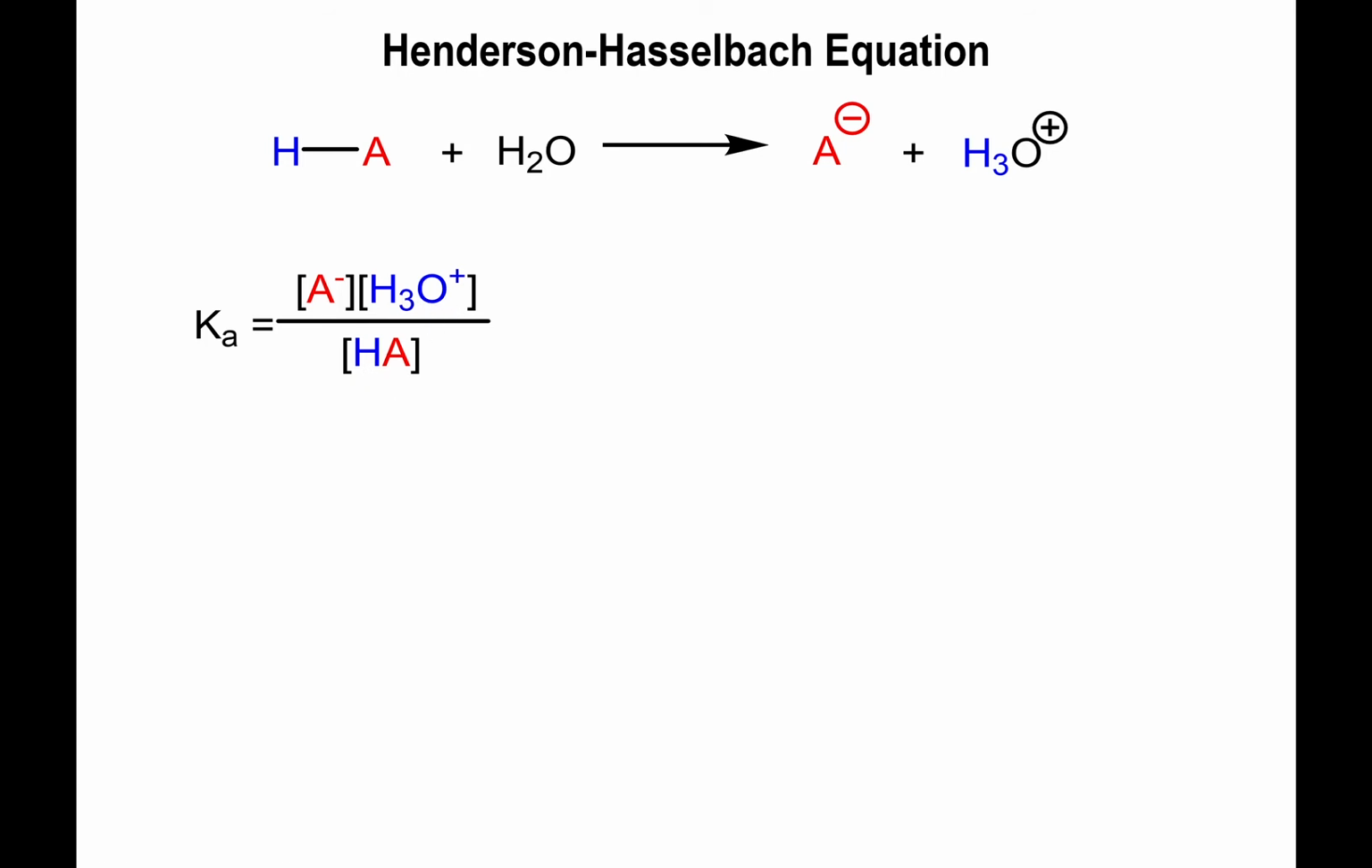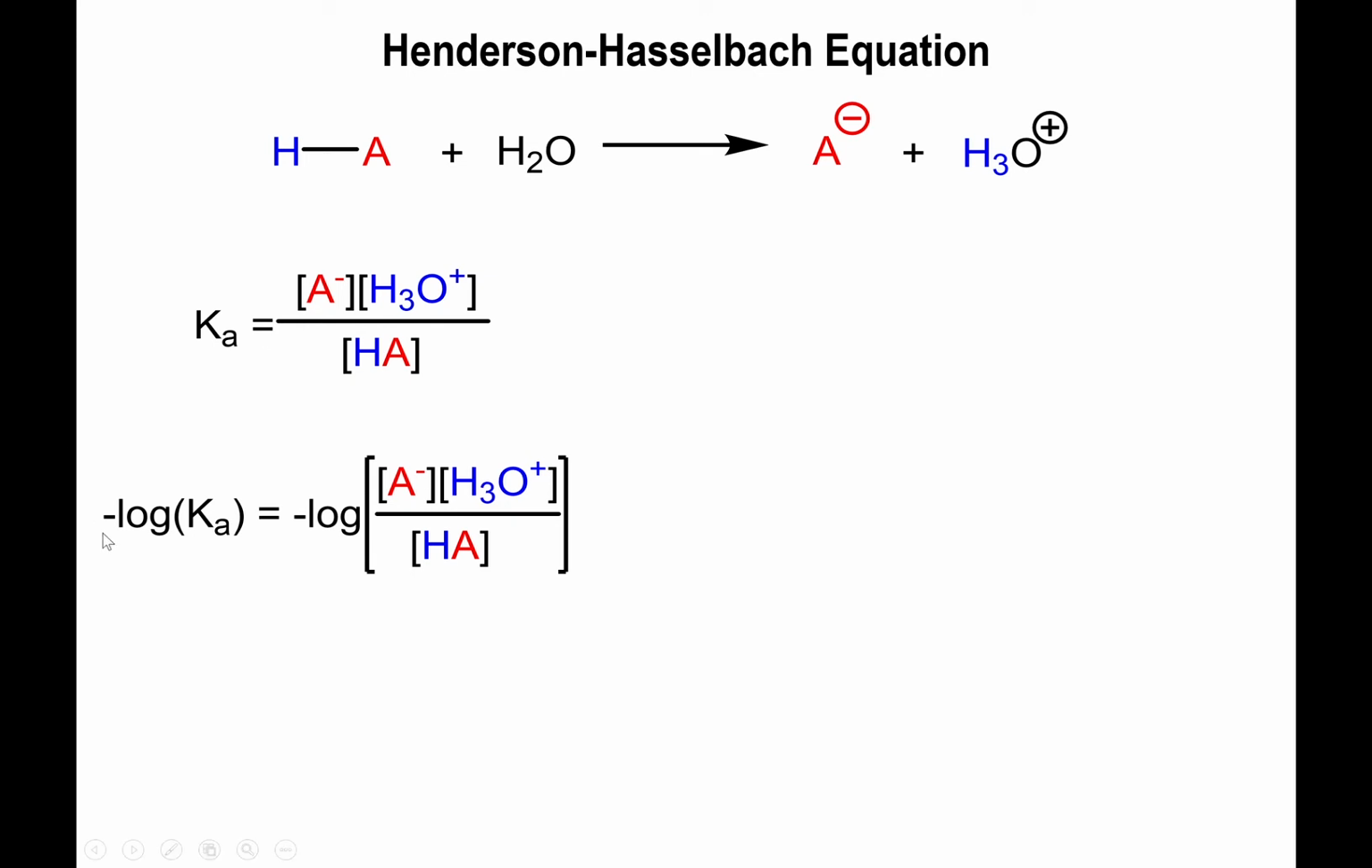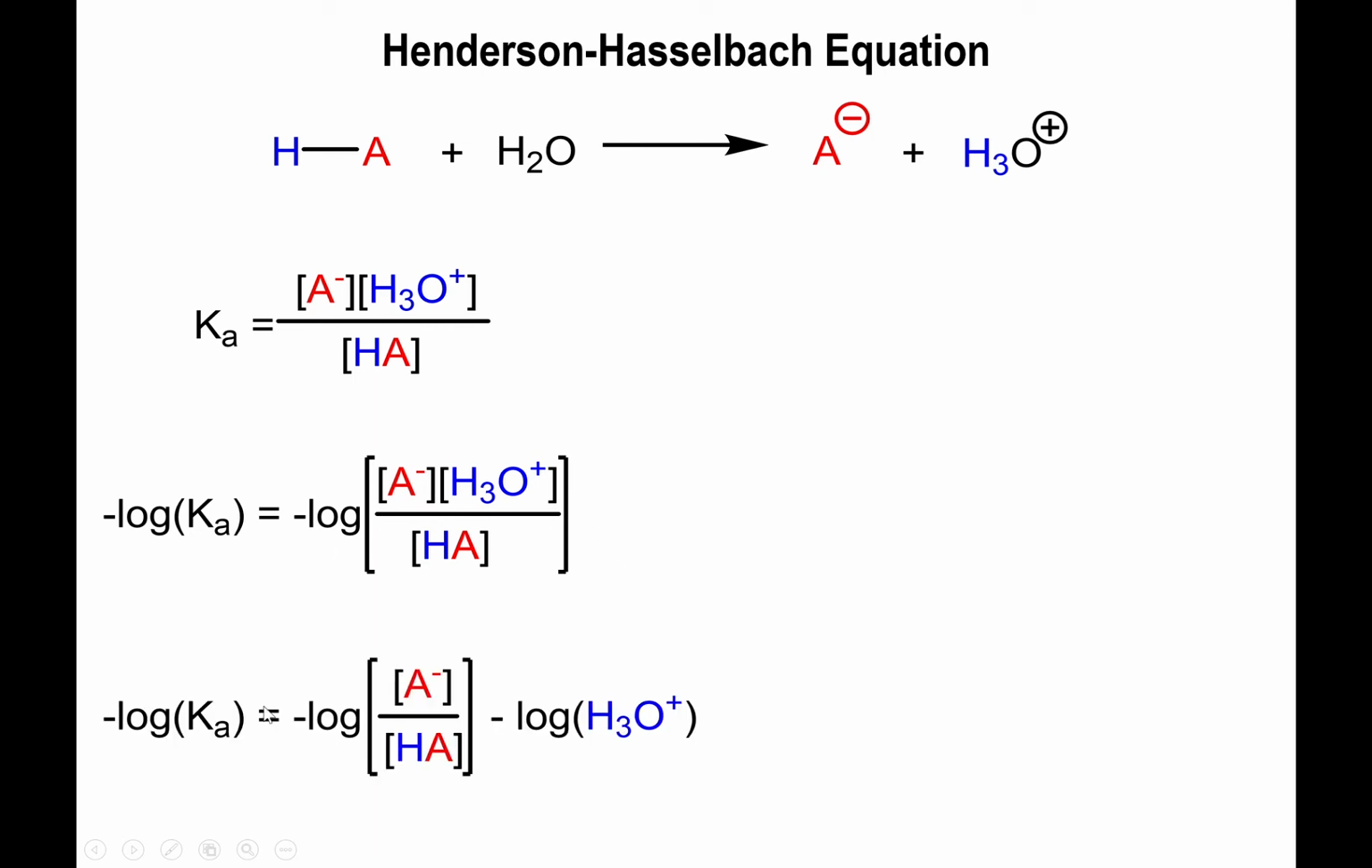All right. Now, here's where the mathematical prowess comes in. If we take the negative log of both sides of the equilibrium expression, we're going to have the negative log of Ka, which is the pKa, and the negative log of the entire equilibrium expression. Remembering that when multiplying things together inside the log, we can rewrite this as two separate logs being added together. This is the same thing as saying negative log of Ka equals negative log of A minus over HA, or base over acid, minus the log of hydronium. Negative log of Ka is pKa.